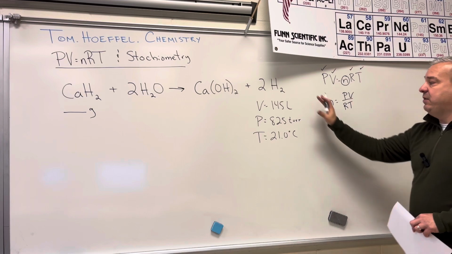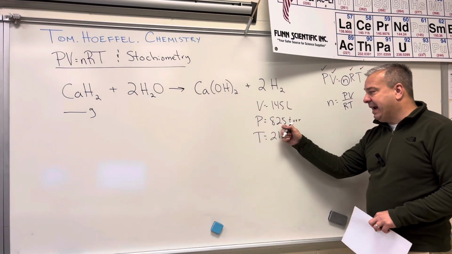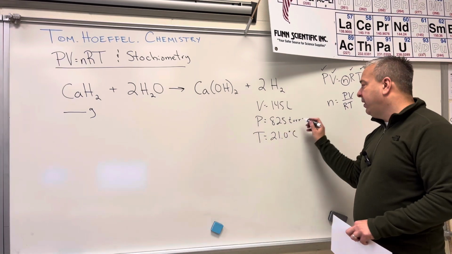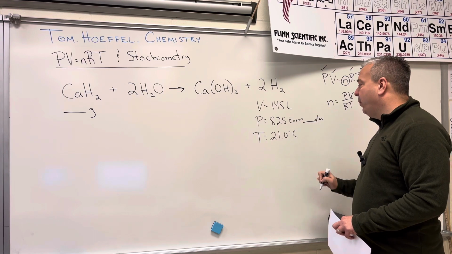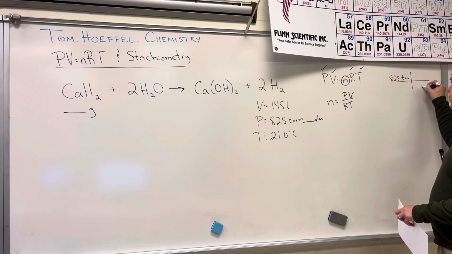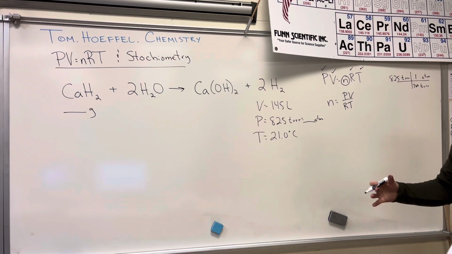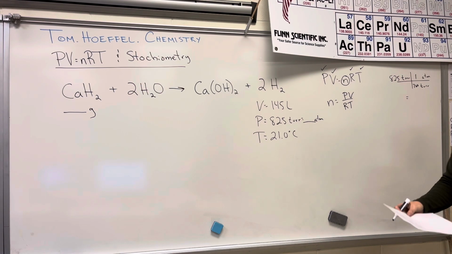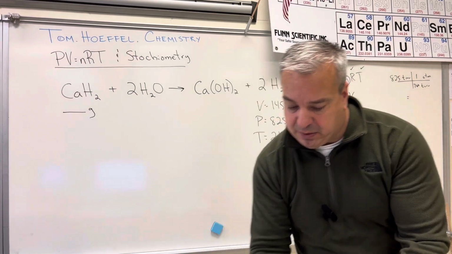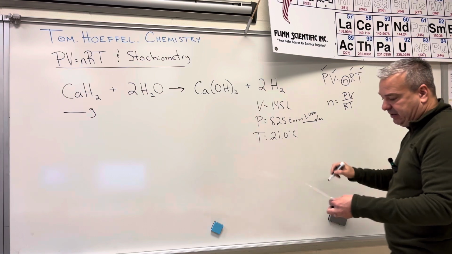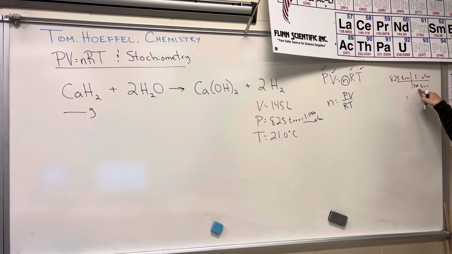Okay, now I do have some issues here. The first issue that I have is that my pressure is in torr. So I'm going to convert the torr into ATM. And the way you do that is you take 825 torr and you convert the torr into ATM, and the conversion factor is 760 to 1. So 825 divided by 760 will give me my ATM for this particular problem, and the ATM comes out to be 1.086.